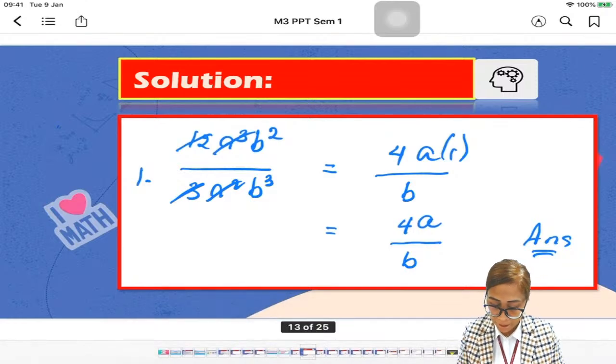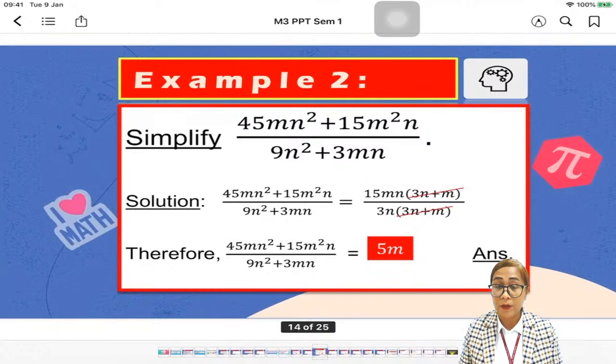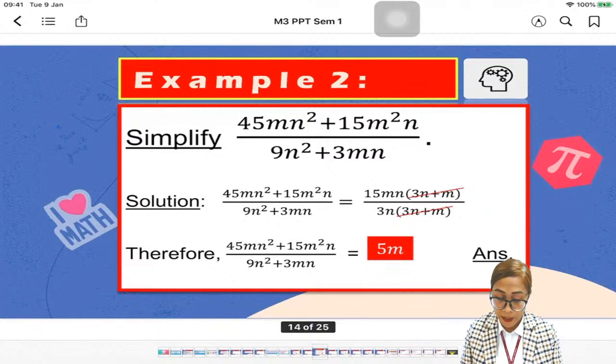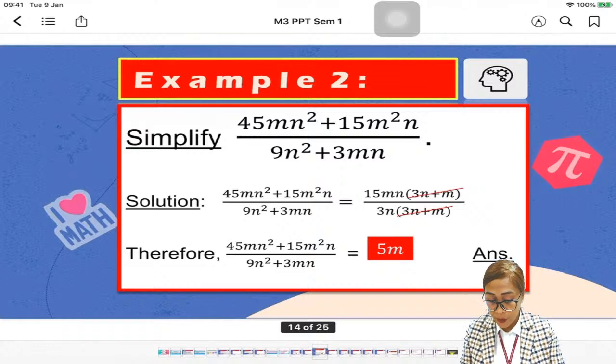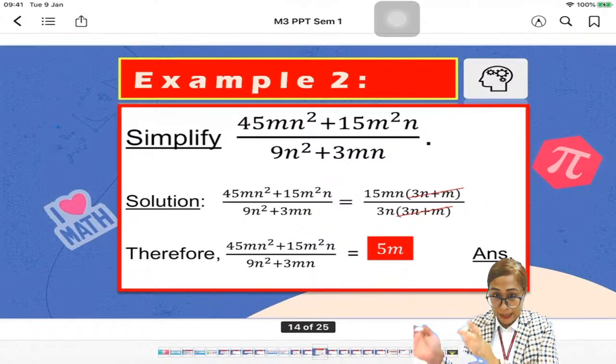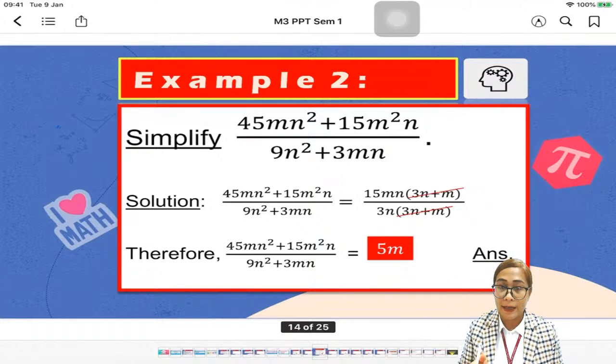Next is example number 2. We already have the solutions here, so that you will know, we have the word simplify and then the solution. Your answer should have, like, therefore, this algebraic fraction is equal to 5m. This is the correct way to write everything. So how do we do it by ourselves? We will copy the given on the next slide and we simplify it as it is.